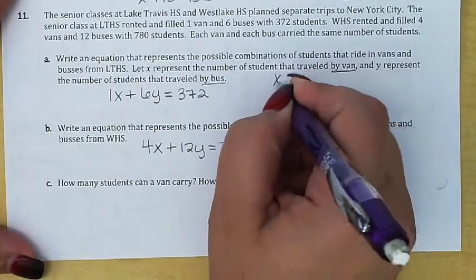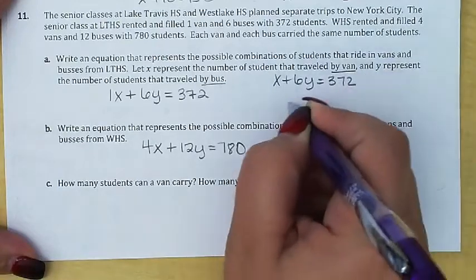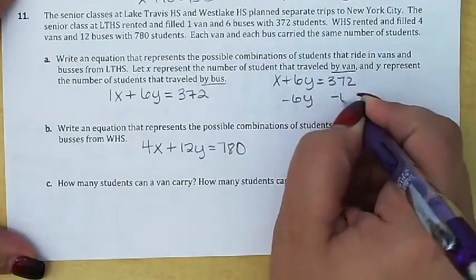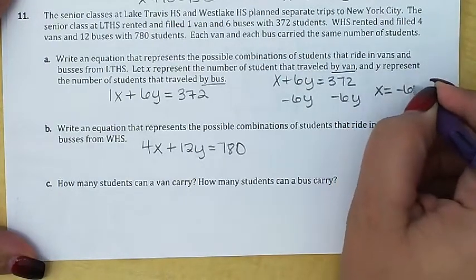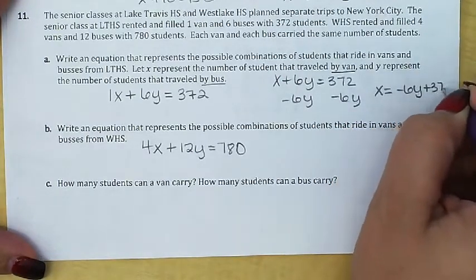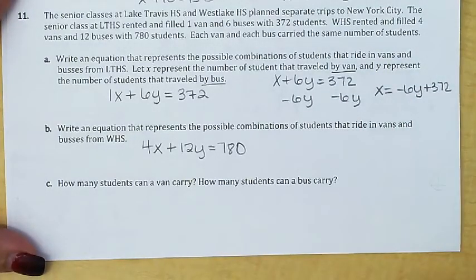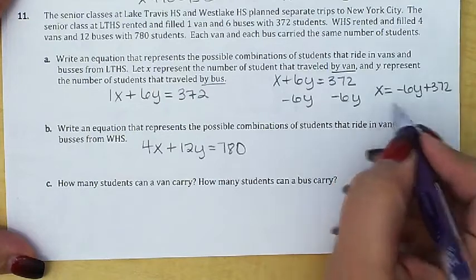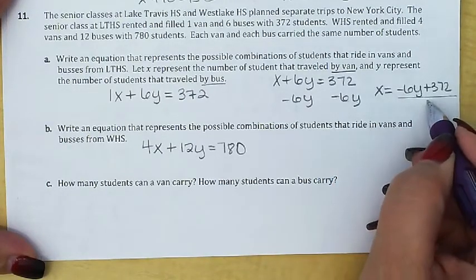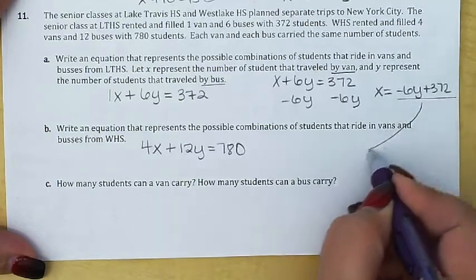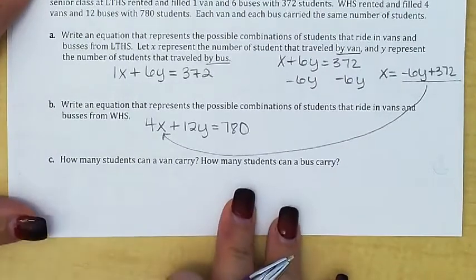So I'm going to take this equation and reorganize by moving the 6y, and I'm going to rewrite it x equals negative 6y plus 372. So that's isolated now. It's the same equation, just reorganized. But because I have that x alone, and I know x is equivalent to this expression, I can now take that expression and plug it in where x is in the other equation.